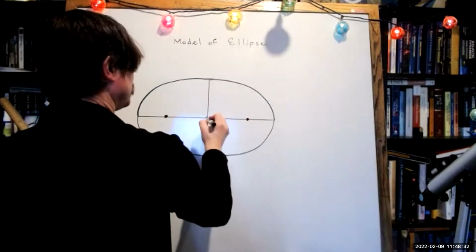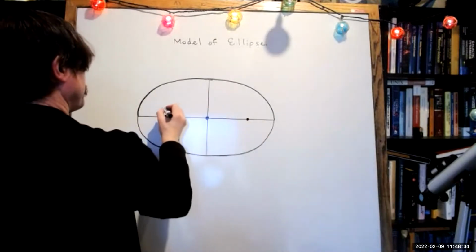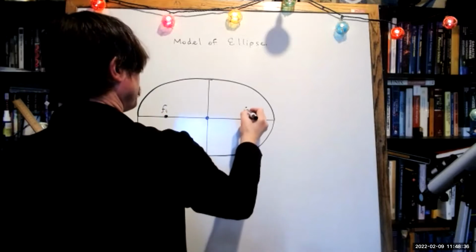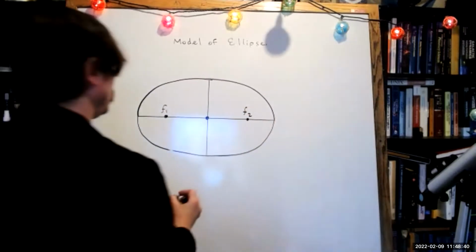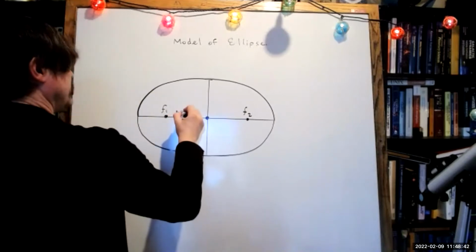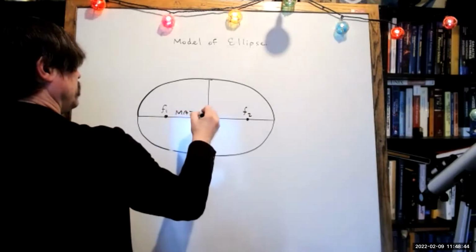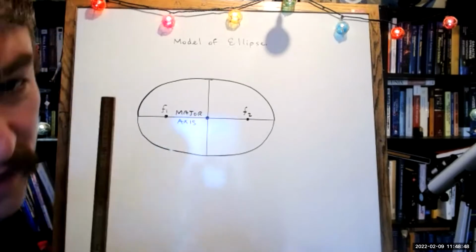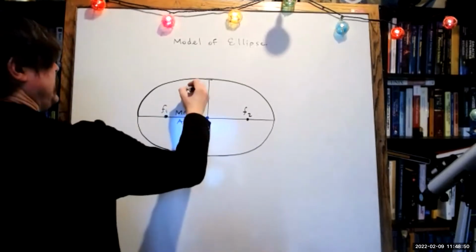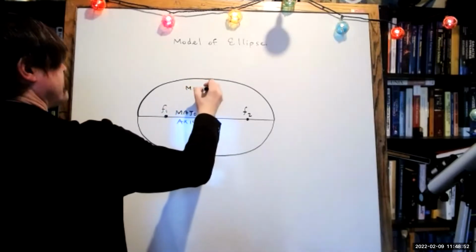The focus points define the ellipse. Focus point 1, focus point 2. This, of course, is the major axis. We can label just like we did during our lab. This is the minor axis.